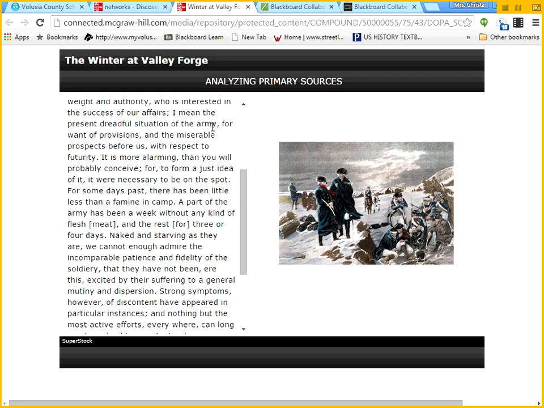I mean the present dreadful situation of the Army for want of provisions and the miserable prospects before us with respect to futurity. Okay, so he's saying that there's a dreadful situation. Provisions are the supplies that the Army needs. So they want provisions. They don't have enough provisions. And how do you think that would affect an Army to not have enough provisions?